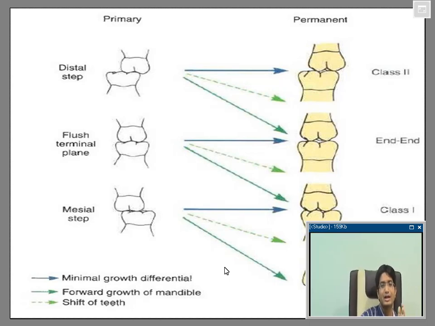And the flush terminal plane can lead to an end-on, or it can lead to a class 1, and the mesial step will lead definitely to a class 1, or it can lead to a class 3 if the mandible is growing more.